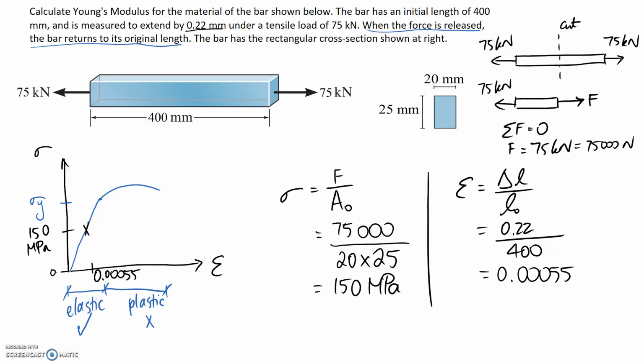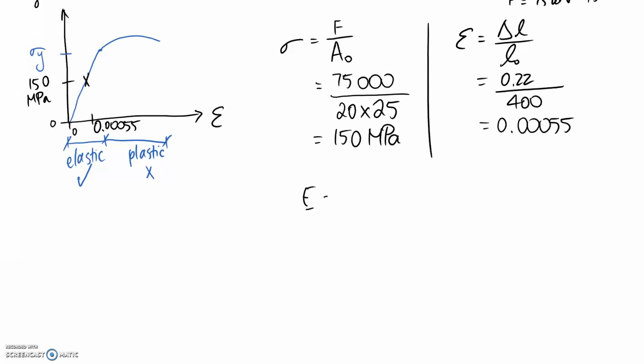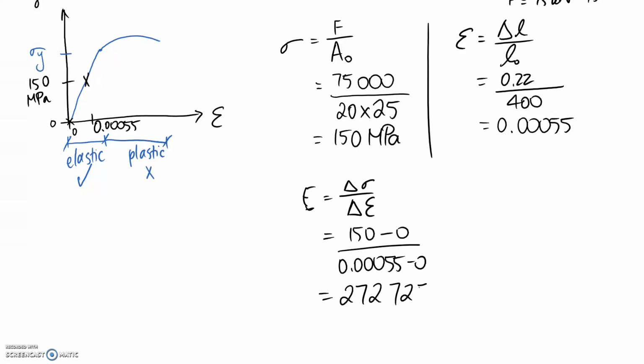So now we just need to calculate the gradient through this line. We also know that the plot starts at 0, 0. So it's just a case of applying your equation for Young's modulus, which is that it's equal to the change in stress divided by the change in strain. So the change in stress between this point and the bottom down here is going to be 150 megapascals. I'll put the minus 0 in for the change, and along the x-axis, the change is going to be 0.00055, and we end up with an answer of 272727. This answer is going to come out in megapascals because that's the unit that we used for stress.